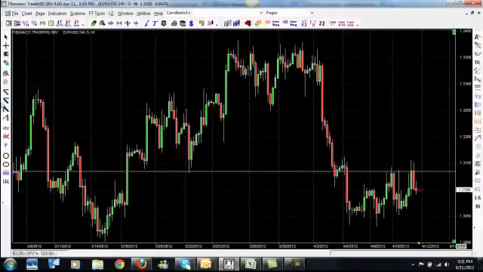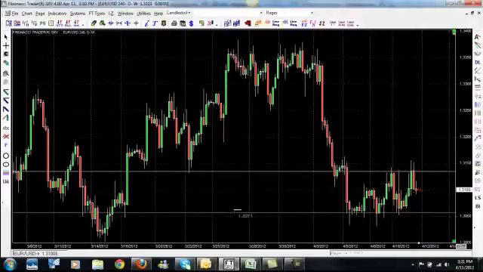Now let's do some drawing here, and this is exactly what I showed him. You can see here, this is a 4-hour chart. Every one of these candles represents 4 hours. Okay?